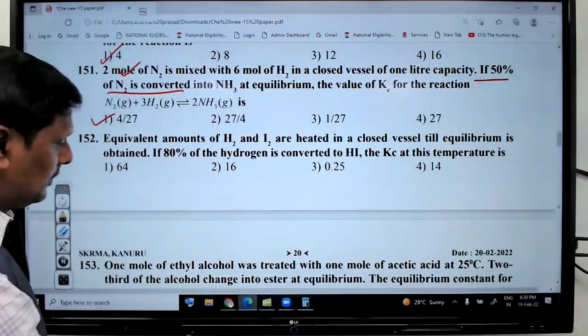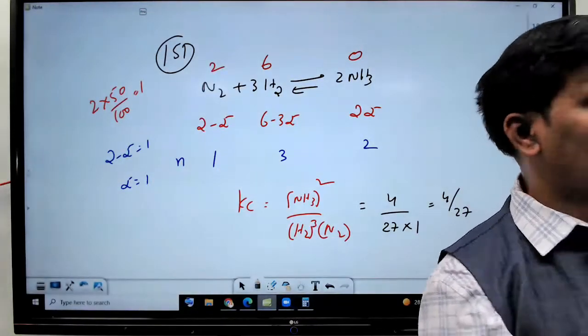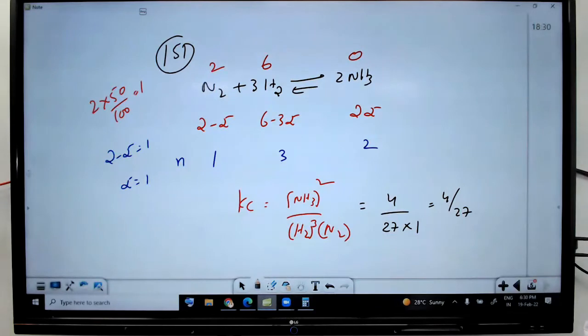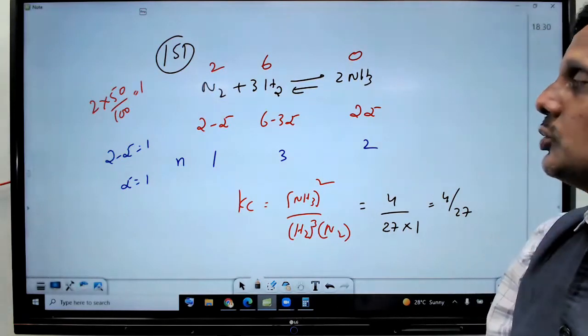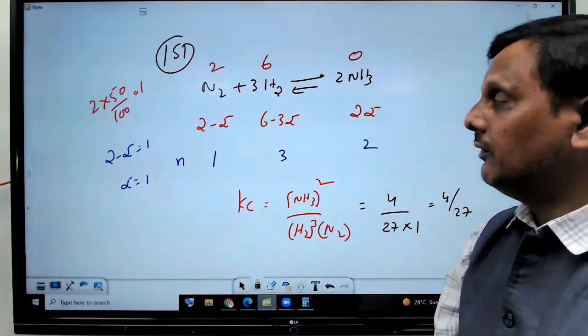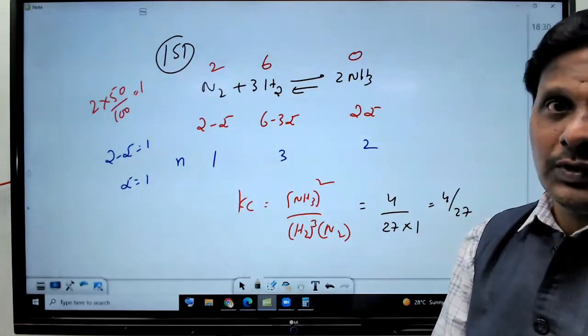चलिए एक बार देख लीजिए, 151 क्वेश्चन. अच्छा, गिवन 2 moles है, 6 moles है, 0. 0 means before starting the reaction, 0 production. Assumptions are 2, alpha, 6 minus 3 alpha, 2 minus alpha. But given 50% of N2 converted है, that means how much unreacted है? 50%.